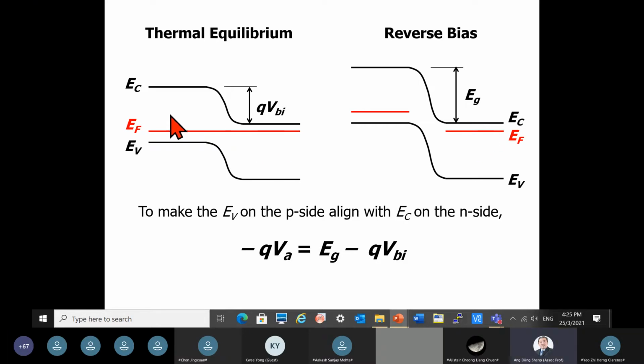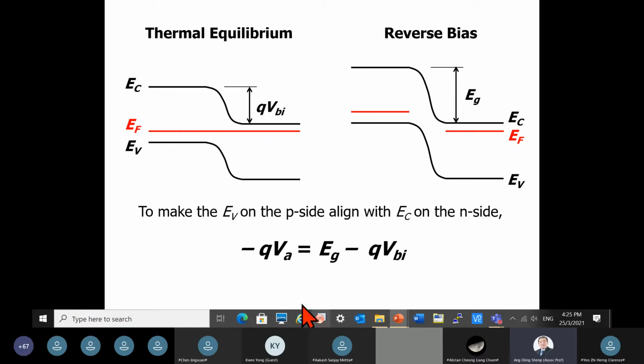All right, but there is already a relative shift, as I've just mentioned, due to the presence of the built-in voltage, and therefore the additional reverse bias voltage that we need to achieve this situation is simply EG minus q times the built-in voltage. Keeping in mind that VA is negative under reverse bias condition. Okay, so this is theoretically the minimum reverse bias voltage needed to cause the onset of Zener breakdown.